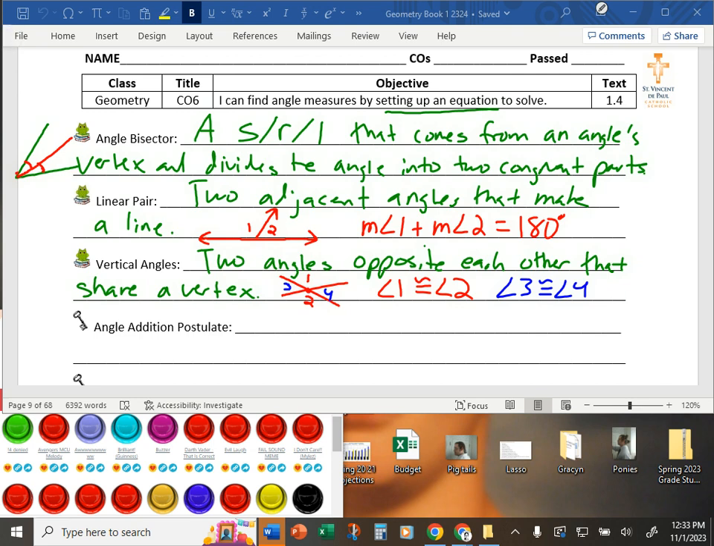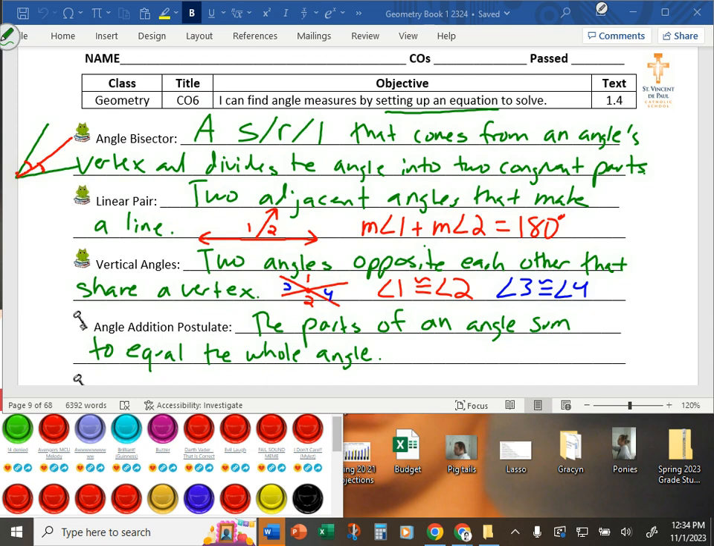Angle addition postulate, much like the segment addition postulate, says that the parts of an angle sum to equal the whole angle. Just like with a segment, the parts of the segment added to equal the whole segment length. Same thing with an angle.